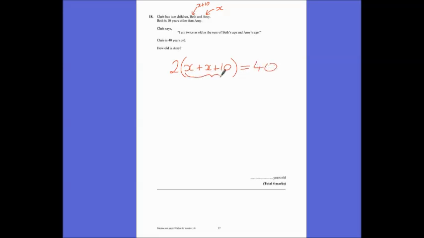So in here, we've got 2x plus 10, and if we times that by 2, we get 4x plus 20 equals Chris's age. So we take the 20 off, which gives us 4x is 20, and then we divide by 4, so 20 divided by 4 is 5. So x is 5, and that's what we said Amy was, so Amy would be 5 years old.